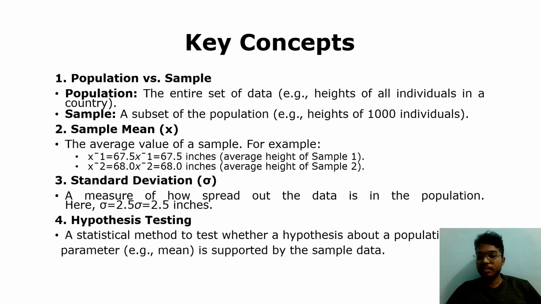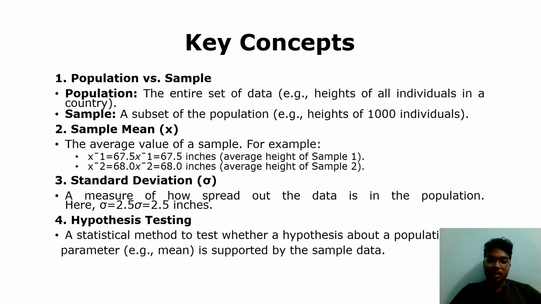So, first let us understand what are the key concepts that come under this question. First we have to understand the difference between the population and sample. See, population is like the entire set of data. Here, the example is given as heights of all individuals in a country. For example, if you consider any country, then the heights of all the people who are living in the country is considered as a population. And what about sample? Sample is like a subset of the population: heights of only particular individuals, this state individuals, that city individuals, all come under sample.